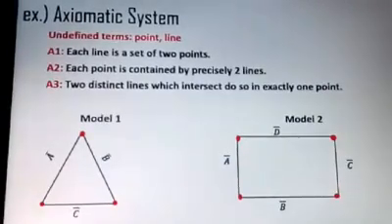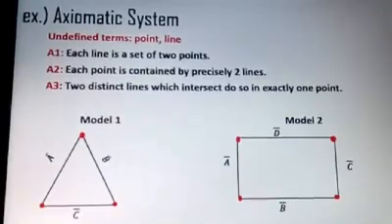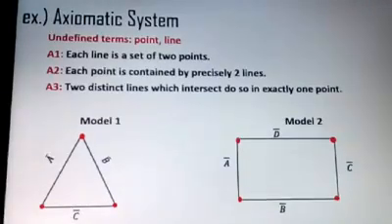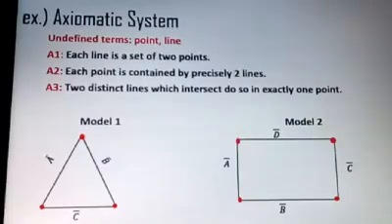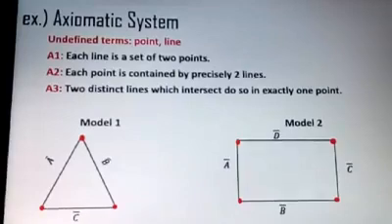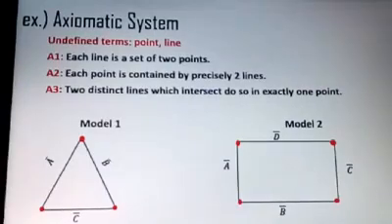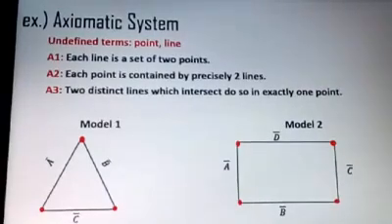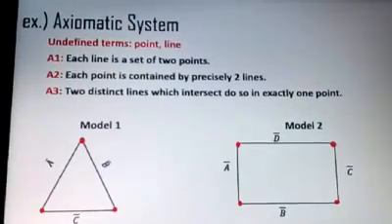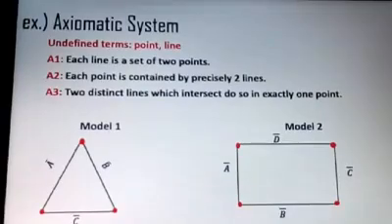Next, each point is contained by precisely 2 lines. We can see that the point above line A contains line A and line D, also with the others. And lastly, 2 distinct lines which intersect do so in exactly 1 point. We can see that line A and line B intersect at 1 point, and of course line D and line C intersect at one point, and line B and line C also intersect at one point. Therefore, this model also satisfies the three axioms.